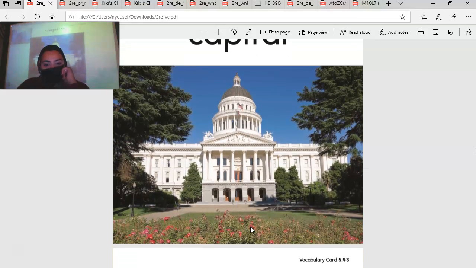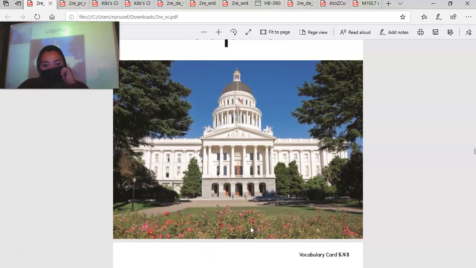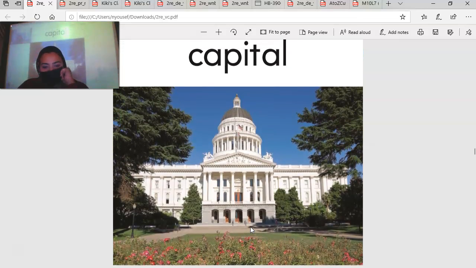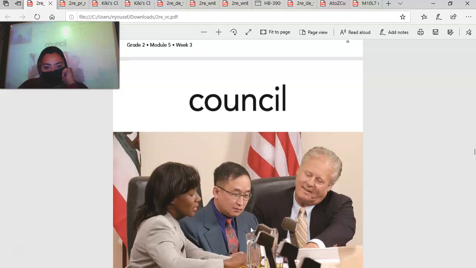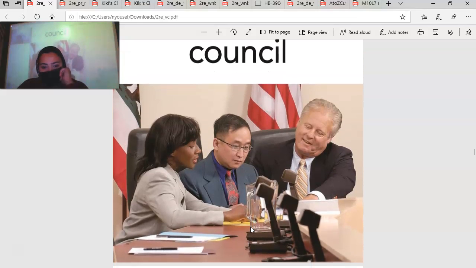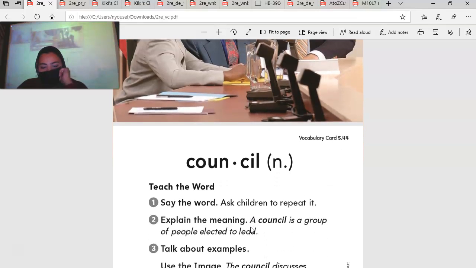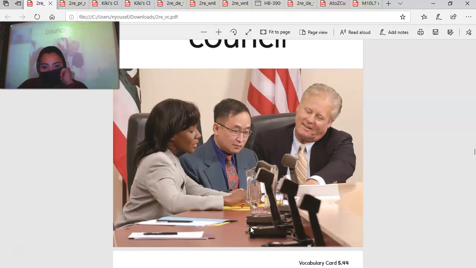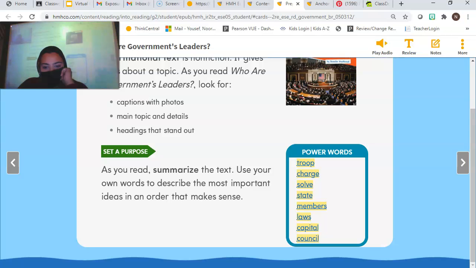Capitol. This is a picture of the Capitol. I bet you guys heard a lot about this yesterday, maybe. The Capitol is the building where the government meets to make laws. The Capitol is in Washington, D.C. Here it says council. So it looks like 3 people are working together and talking to each other. A council is a group of people elected to lead. So they're all leaders, and they're working together to lead. And I think that was the last word.